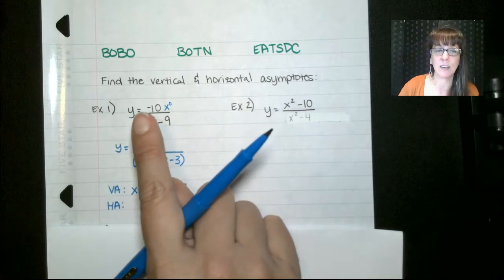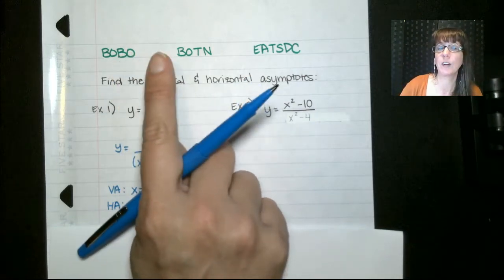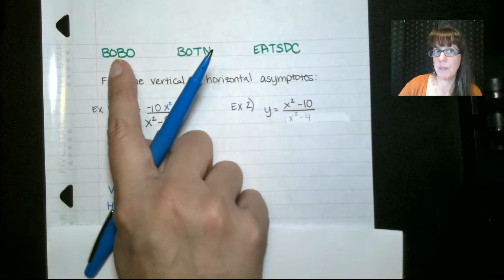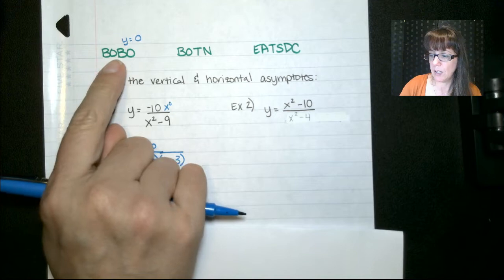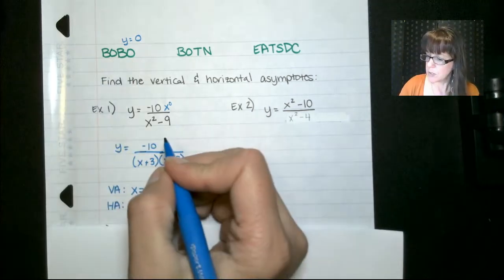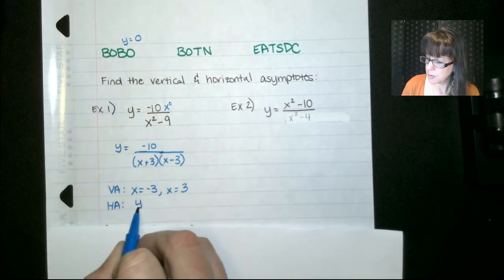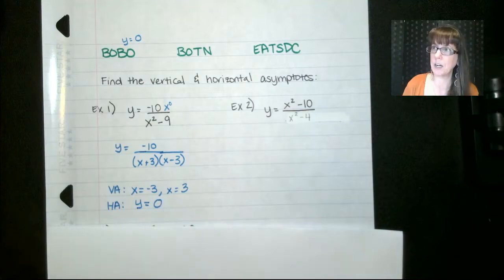Now, what does this mean? Our exponent is bigger on the bottom. Remember, if it's bigger on the bottom, y equals 0. Bigger on bottom, 0. So our horizontal asymptote in this case would be y equals 0. Now let's go ahead and take a quick peek at this.